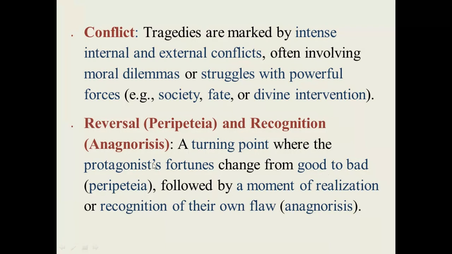In the protagonist's life, the protagonist's fate, the future, will change from good to bad. That turning point, from good to bad, is called peripetia, that is reversal, followed by a moment of realization or recognition of their own flaw. So after peripetia, at last you see the realization and recognition of their own mistakes. Flaw means mistakes. That realization of his or her own mistake by the protagonist is nothing but anagnorisis. Remember these two points, very important from the point of view of the UGC NET examination.